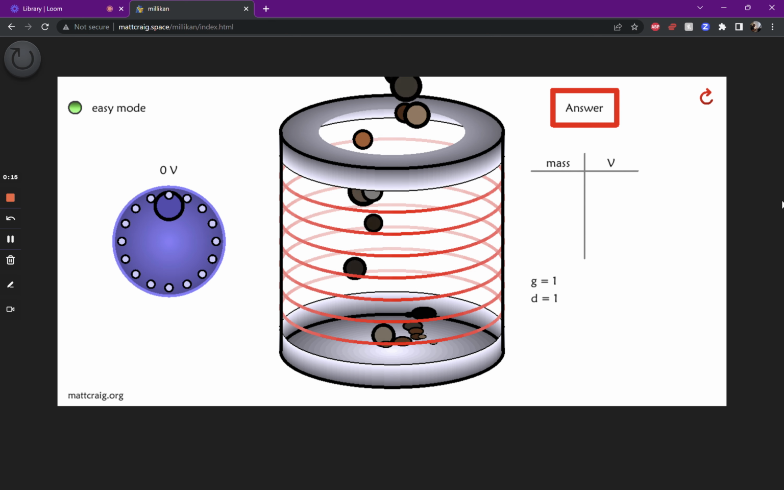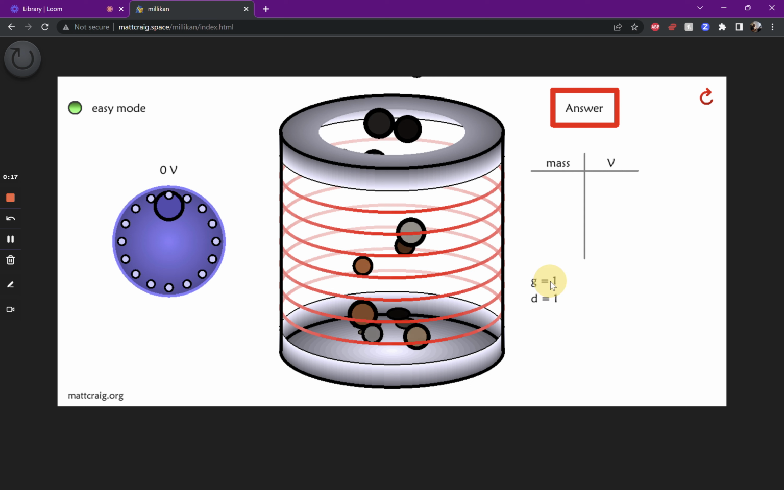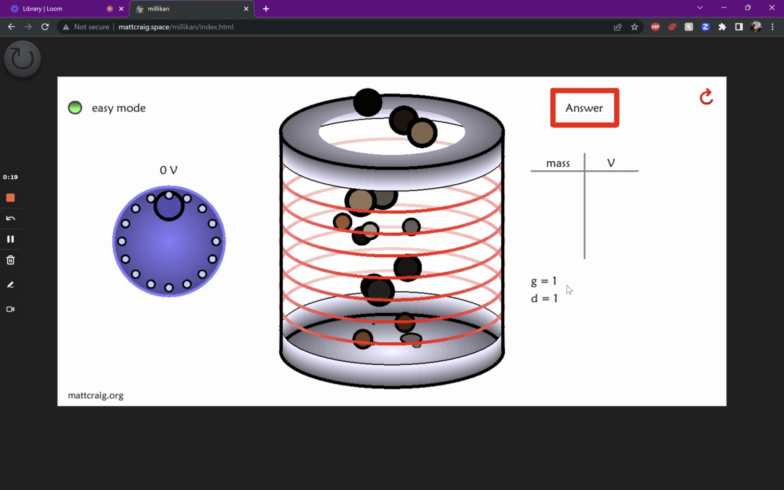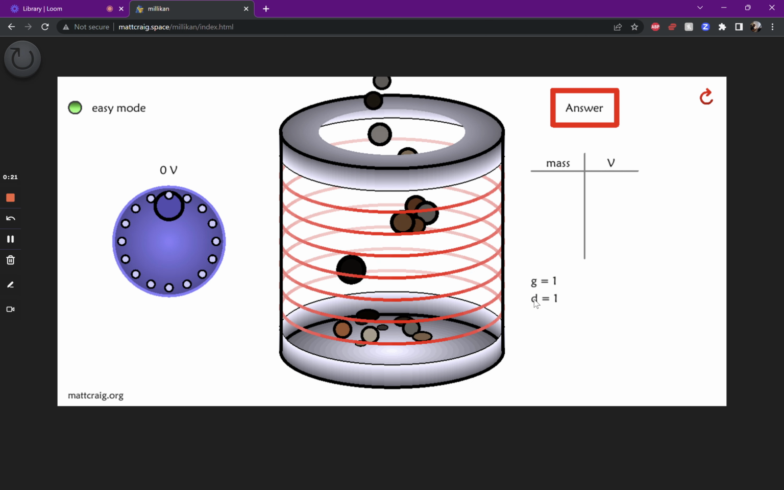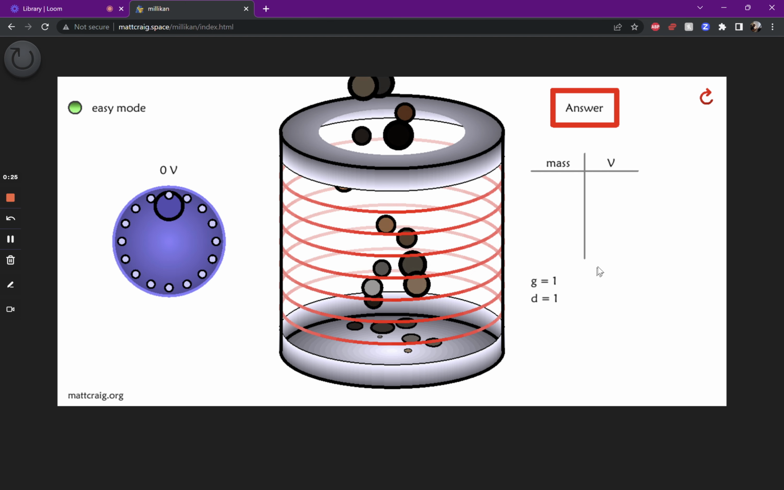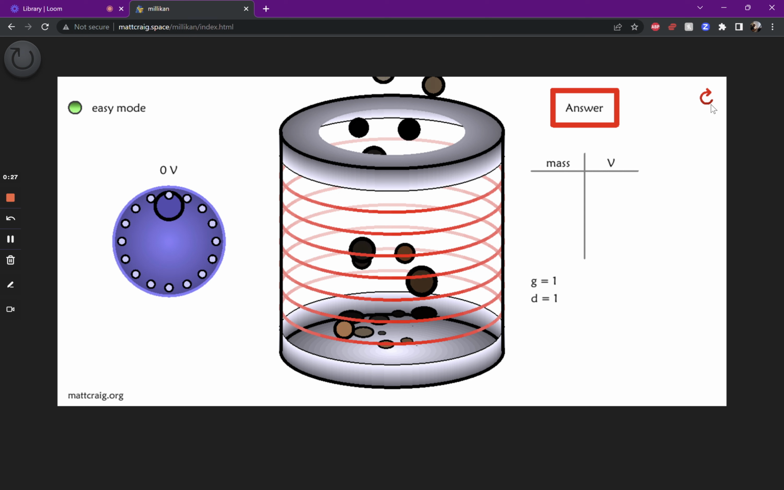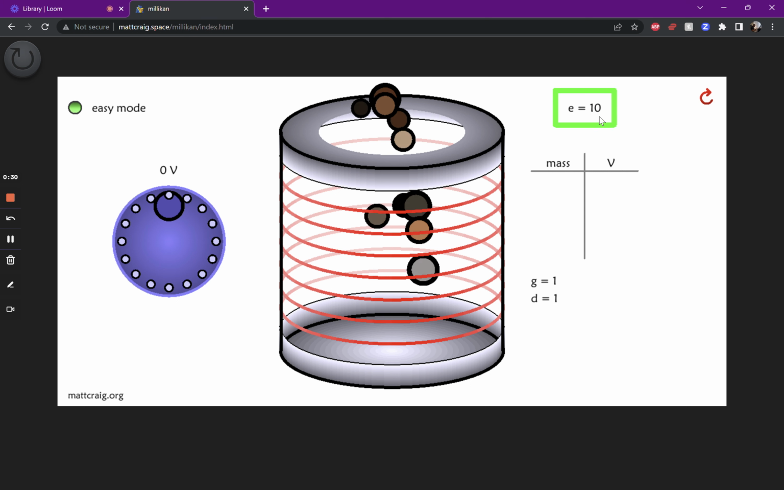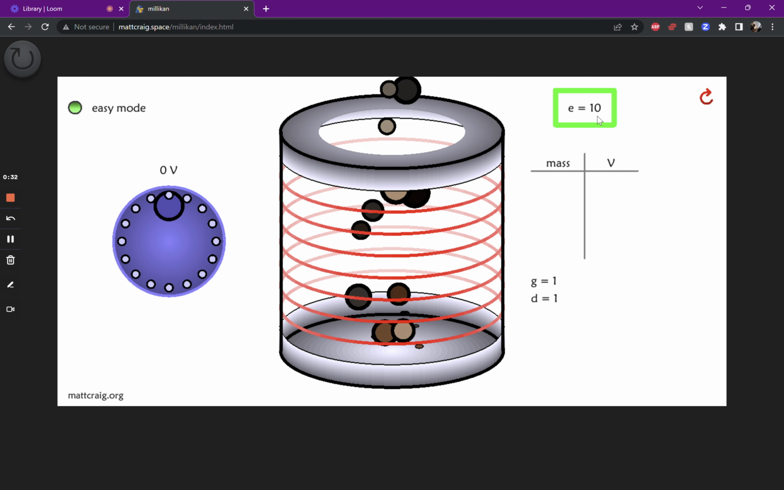So to keep the numbers very easy, we're going to assume that you can see here, the acceleration of gravity is 1. And the distance or the separation of the two plates in the capacitor is just 1 meter. So we're normalizing them. And when you load up or when you reset the simulation, it makes the elementary charge some random integer between 1 and 10. So you can see every time I click it, you get some random value.